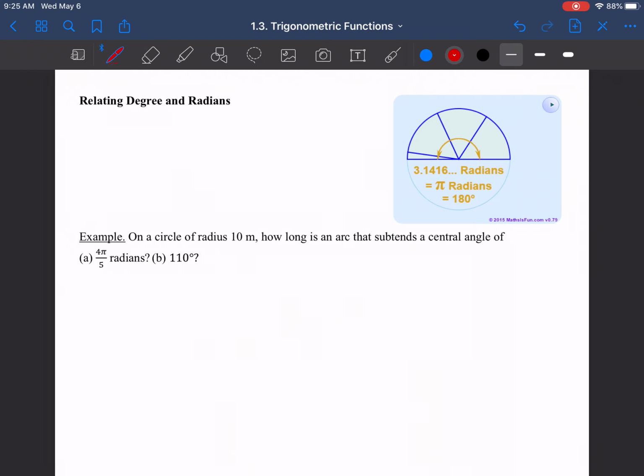All right, next. How do we relate these radians to degrees? Well, the easiest way to think of it is that all the way around a circle is 360 degrees, and all the way around a circle in radians is just 2 pi. We just saw that on the other side where the circumference of the unit circle is just 2 pi.